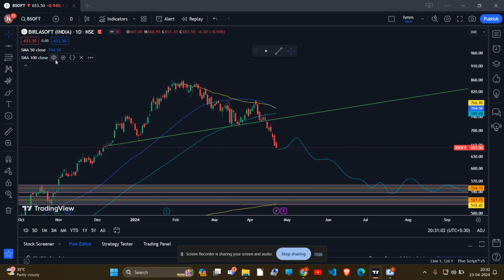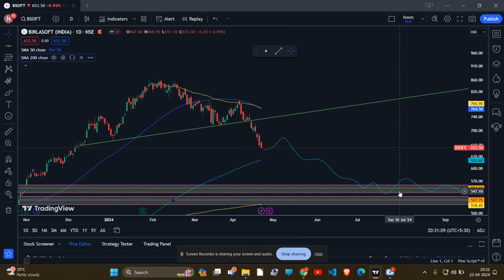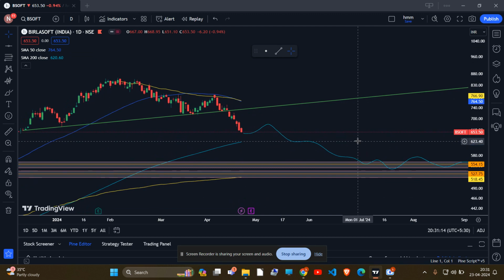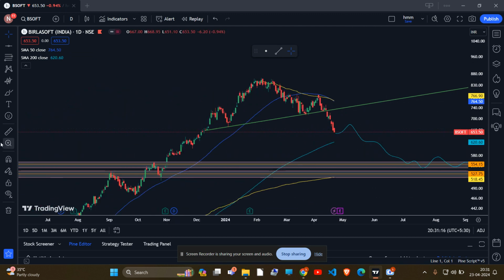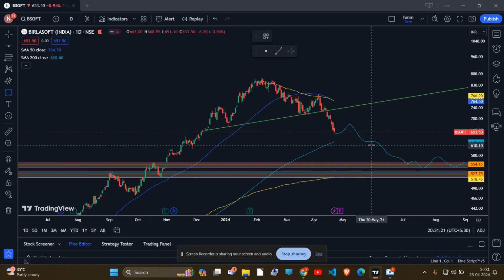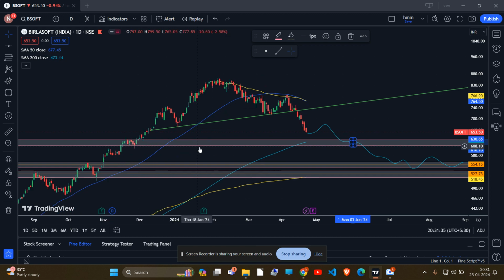And next comes the 200-day simple moving average. The 200-day simple moving average is right now around 620. If we draw a support zone near the 200-day simple moving average, you can see that it is a good support zone. It is at a good point. There's good enough consolidation that happened at this particular point previously, and it could act as a good support over here.